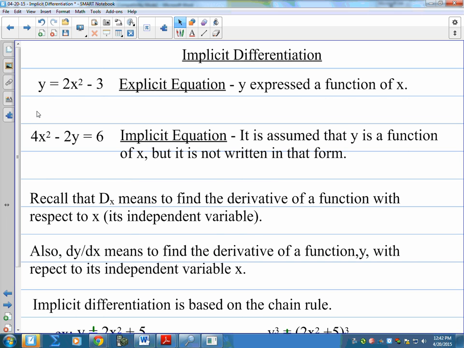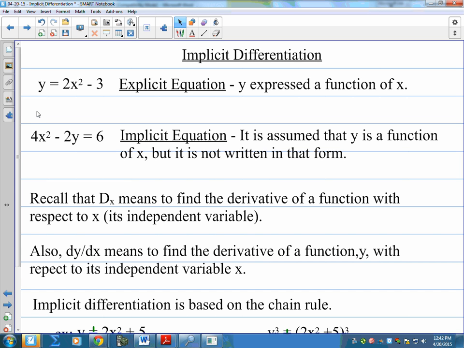Okay, so our implicit differentiation technique is based on working with what we're calling the implicit form of the equation. Think of implicit as the word implied. So in the top row here, you've got y equals 2x squared minus 3. That's an explicit equation because it's already solved explicitly for y, right? Y equals a function of x.